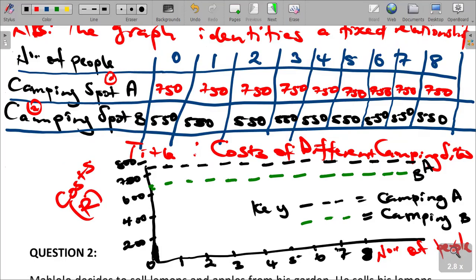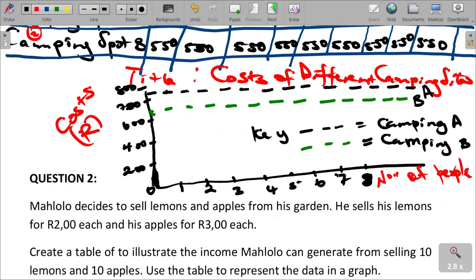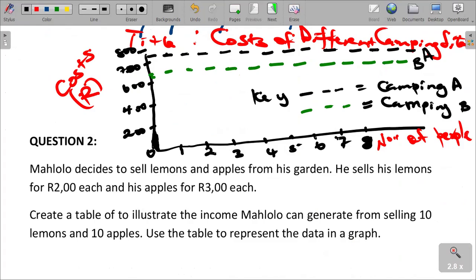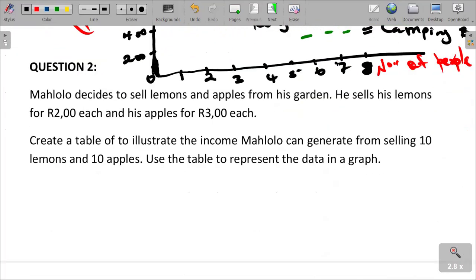Since these are 2 sets of data, I managed to use different colors for camping site A and camping site B, which are given in the table and also as the graph illustrates. Both axes must be labeled. The graph must have a title, costs of different camping sites, as we have seen here. Then you get all the marks. Let's go to the next question, number 2.